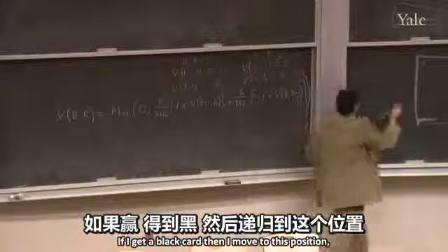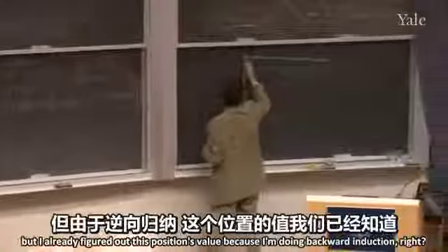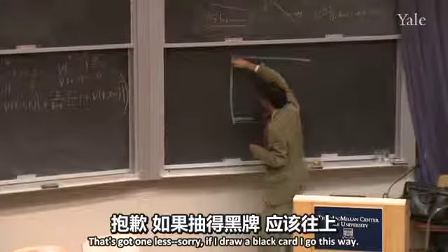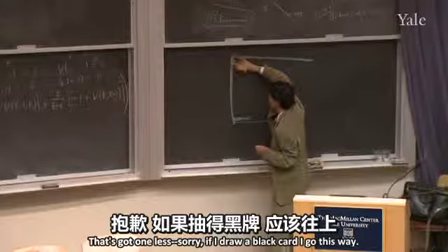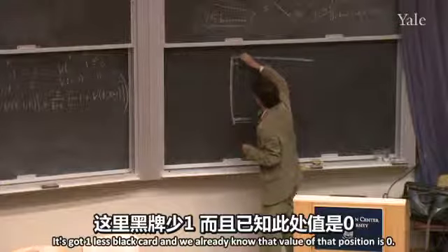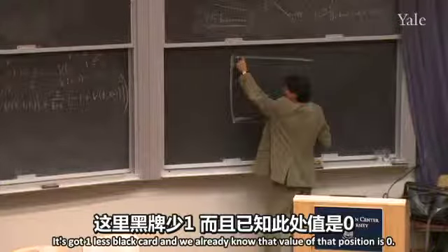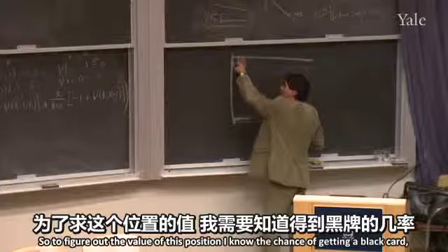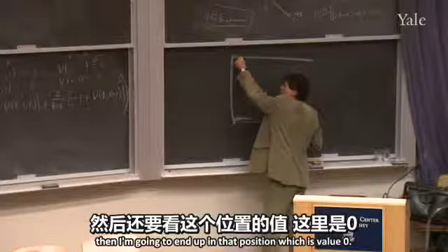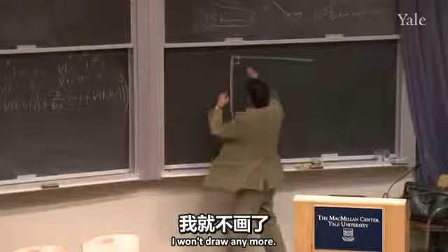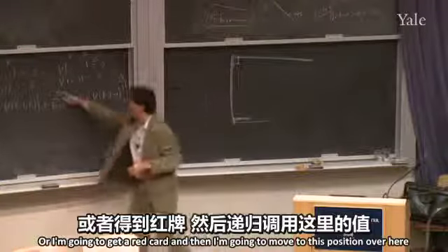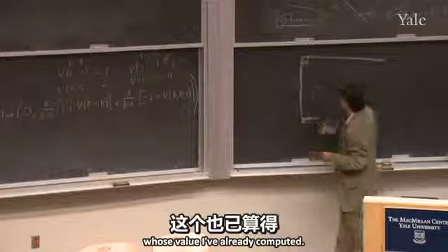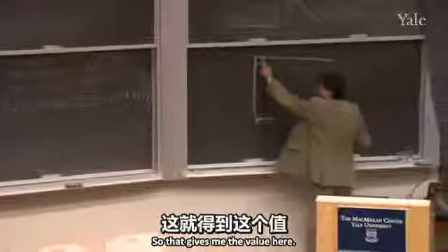If I get a black card, then I move to this position. But I already figured out this position's value because I'm doing backward induction, right? If I draw a black card, I go this way. It's got one less black card. And we already know that value of that position is 0. So to figure out the value of this position, I know the chance of getting a black card. Then I'm going to end up in that position, which has value 0. Okay, I won't draw anymore. Or I'm going to get a red card, and then I'm going to move to this position over here, whose value I've already computed. Okay, so that gives me the value here.